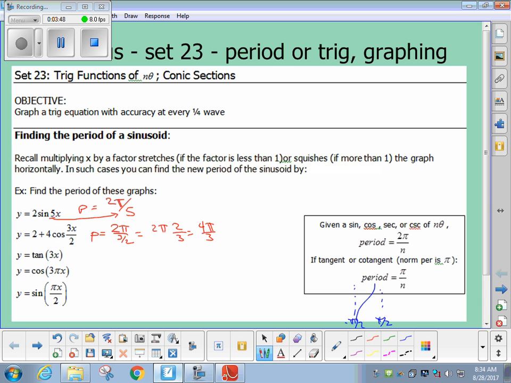Okay. Tangent of 3x. The normal period is pi for tangent, so in this case, the wave would have a period of pi over 3. And that would actually mean the middle curve would be negative pi over 6 to pi over 6. Instead of negative pi over 2 to pi over 2 divided by 3, it's negative pi over 6 to pi over 6.